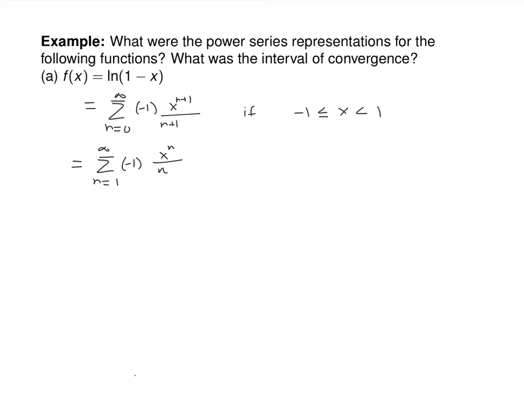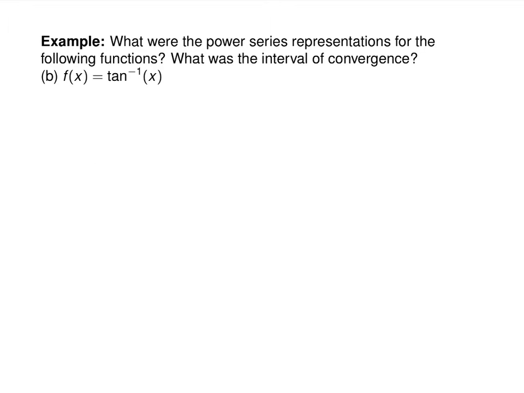And then we also had a power series for inverse tangent. Well, this was the sum from n equals 0 to infinity, negative 1 to the n, x to the 2n plus 1 over 2n plus 1, and the interval of convergence there was x had to be between negative 1 and positive 1, inclusive of both endpoints.